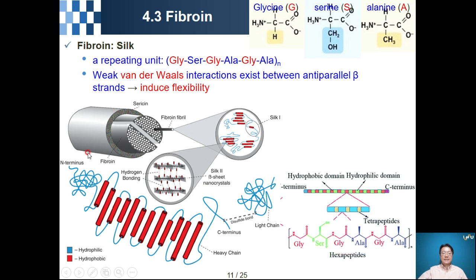So this is silk. Silk is composed of fibroin, and fibroin is composed of fibrils. If you magnify this region, they are composed of antiparallel beta strands, and each antiparallel beta strand is connected by a gamma strand. Each beta strand is hydrophobic, and the gamma strand is hydrophilic. Once again, the antiparallel beta strand is hydrophobic, and the connecting gamma strand is a hydrophilic domain.